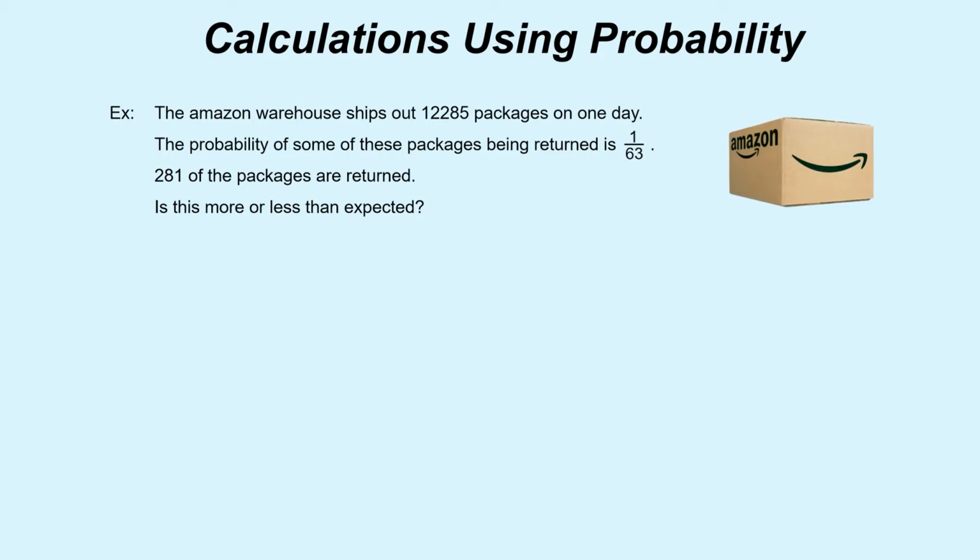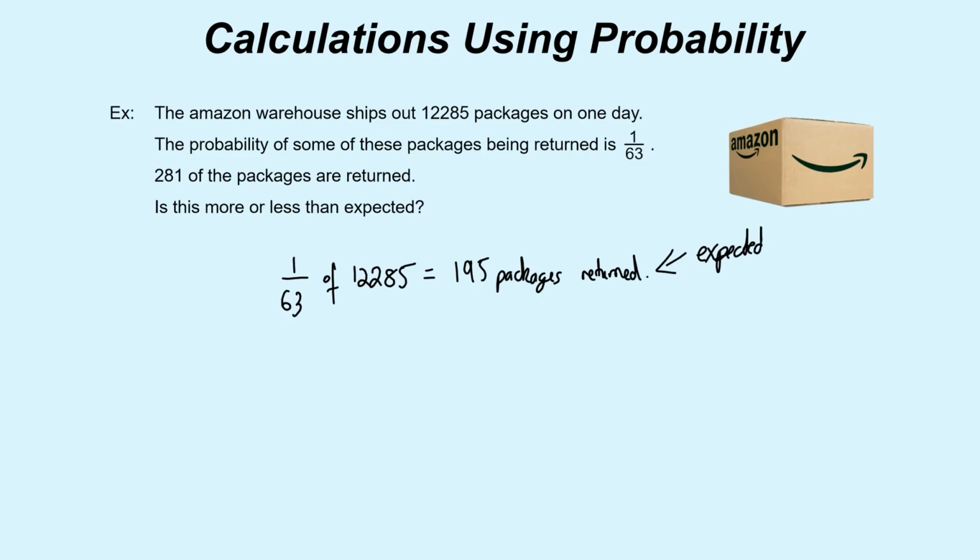Okay, so we start off the same way as we did with the previous question. A 63rd of 12,285, which is 195 packages returned. Okay, so once you've calculated that, we want to compare that to the 281 that were actually returned. So that's the expected return rate, and you can see the returns they actually got was quite a bit higher.